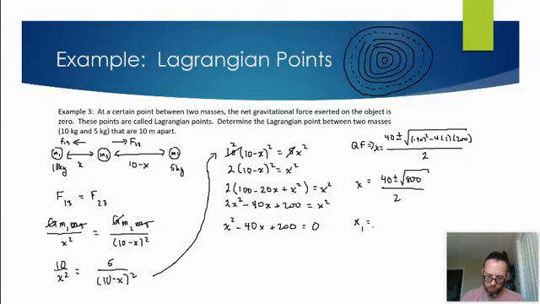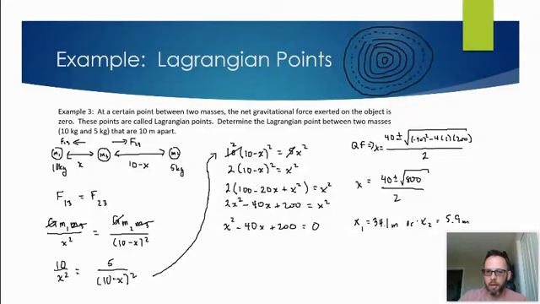So let's finish it off. 40 plus the root of 800, divided by 2. So x1 is 34.1 meters. Or a second value using subtraction, 40 minus the root of 800, divided by 2, is 5.9 meters. So maybe think about this, guys. Both of these answers have meaning. Can you think about what their meanings are? Maybe pause the video and think about that for a second.